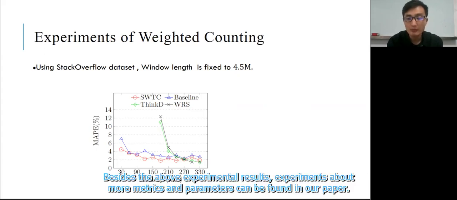Besides the above experimental results, experiments about more metrics and parameters can be found in our paper.